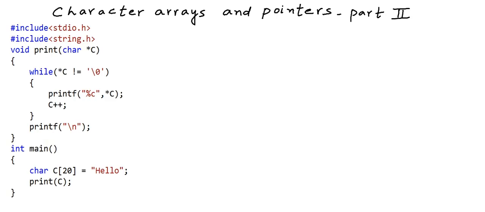So this is where we had left in our previous lesson. We have written a function print to print the characters in a string. In the main method we have a character array of size 20, but we have stored a string of length 5 in it. We have used a string literal, so null termination is implicit. We have talked about this earlier. So let us step through this code and see how it is working.